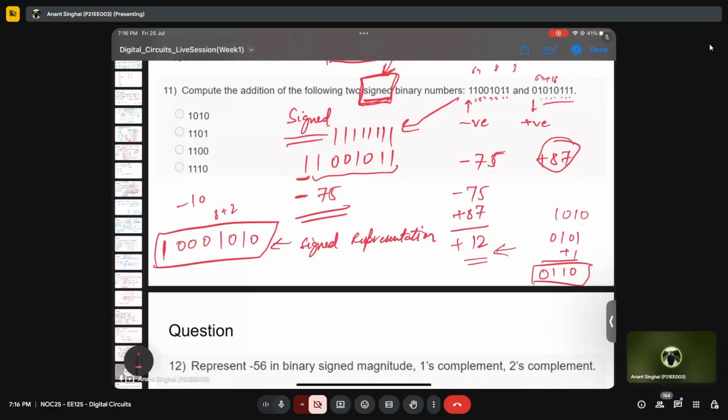For this particular question, minus 75 plus 87 is giving me plus 12, right? What would minus 10 be in two's complement representation, sir? So you are asking me to do the 2's complement of minus 10? Yes, sir. Okay, fine. So let's say this is the signed representation. Just revert all the bits and add 1. So this will be 1 0 1 0 1 1 1 0. This would be the 2's complement representation of that number.